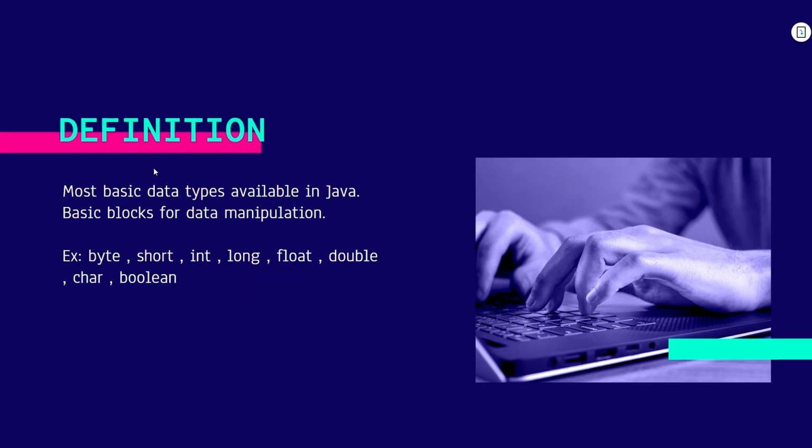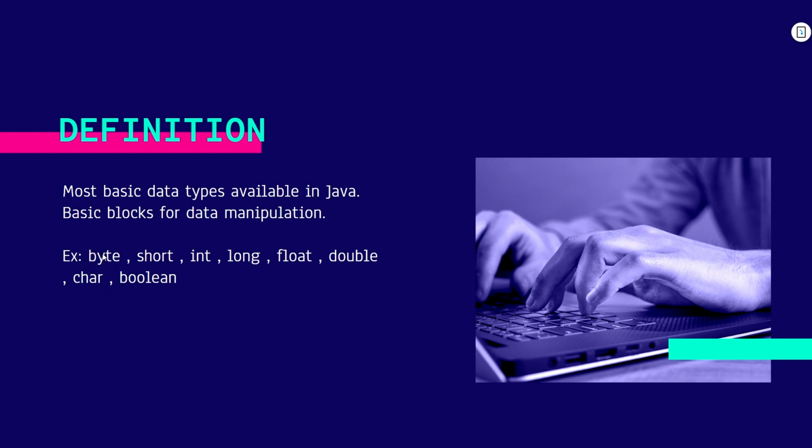So by definition, primitive types are the most basic data types available in the Java programming language. These are the basic blocks that are used for data manipulation. There are 8 primitive types in Java: byte, short, int, long, float, and double, which are used to store numbers. There's the char, which stores a character. And finally, the Boolean, which stores two values, either true or false.